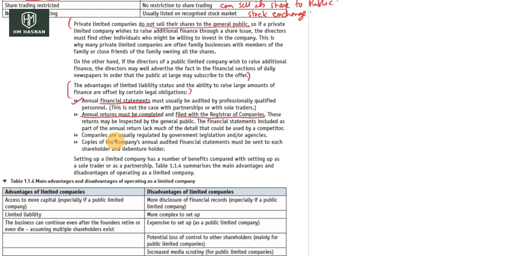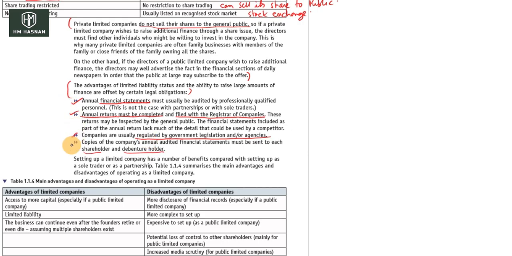Third, companies are usually regulated by government legislation and or agencies. Public companies are usually regulated under government legislation. It means a company can't do any activity which is against public legislation. Copies of the company's annual audited financial statements must be sent to each shareholder and debenture holder.